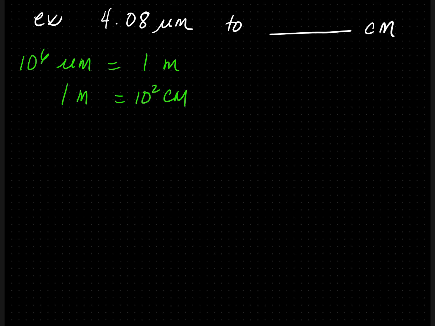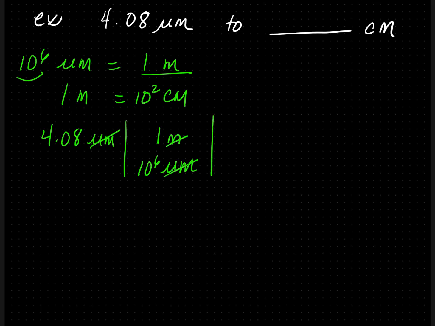So I'm going to start with what's given, which is 4.08 micrometers. Diagonal units need to be the same to cancel out. So if the top is micrometers, the diagonal has to be micrometers. The number in front is 10 to the 6th. What's left over is 1 meter. The micrometers cancel out. This is meters. This is meters. The number in front is 1. What's left over, the equivalence, is 100 centimeters.